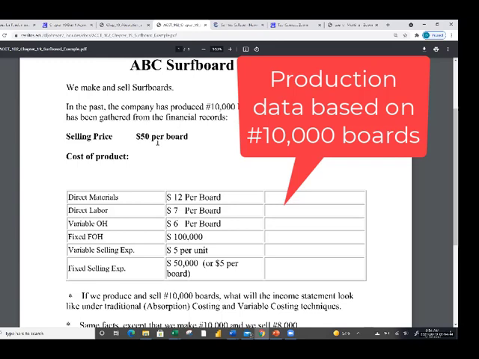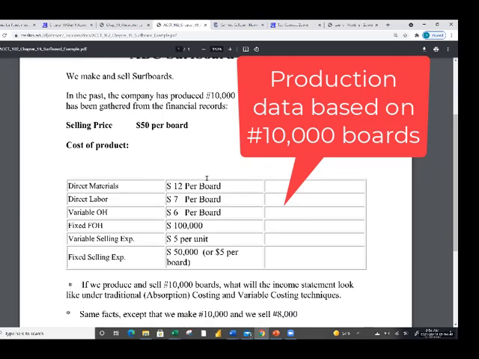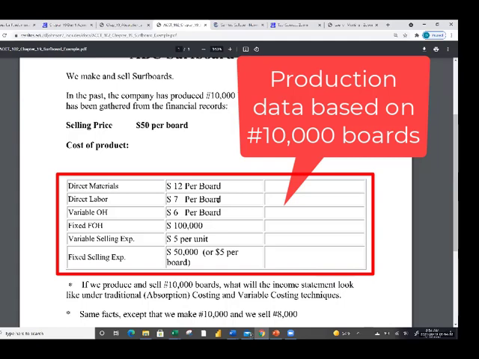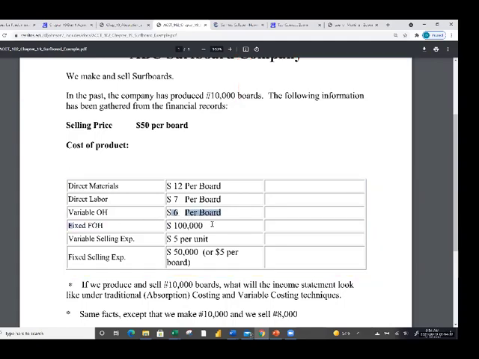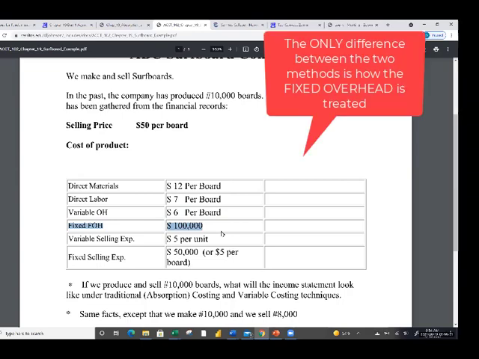The selling price is $50. Okay, here's our costs. Direct materials are 12, direct labor 7, variable overhead is 6, and highlight this line somehow. The only difference between these two methods is how the fixed overhead cost is treated.